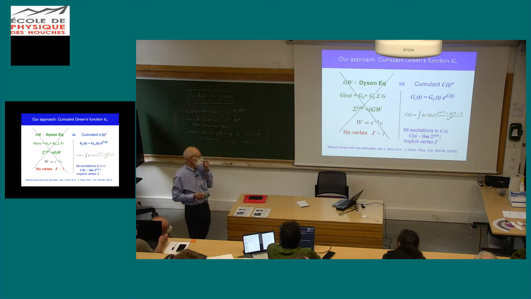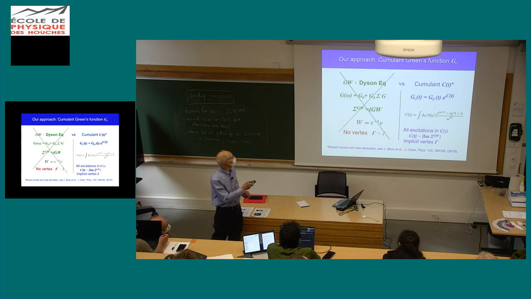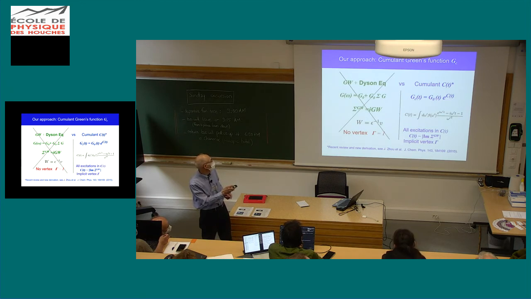We use something called the cumulant Green's function, and in the time domain, this is just a product. So this is the full Green's function for the core. This is the bare core hole Green's function, just a delta function, e to the i omega t, Fourier transform. And the cumulant has all the many-body effects.